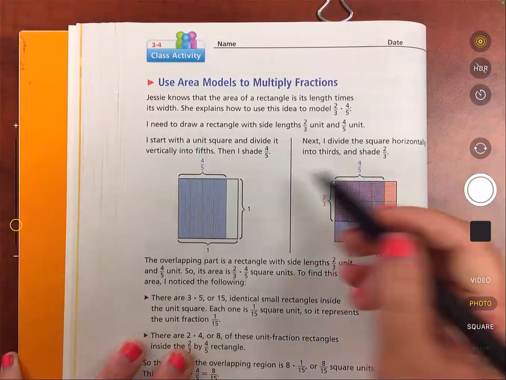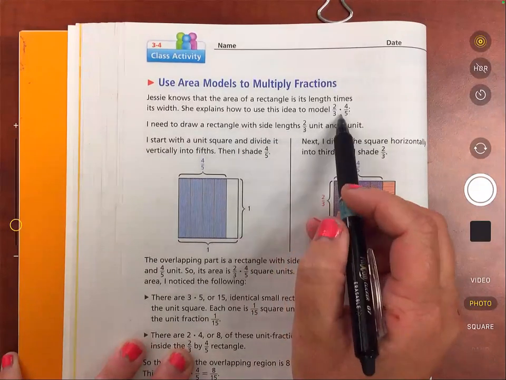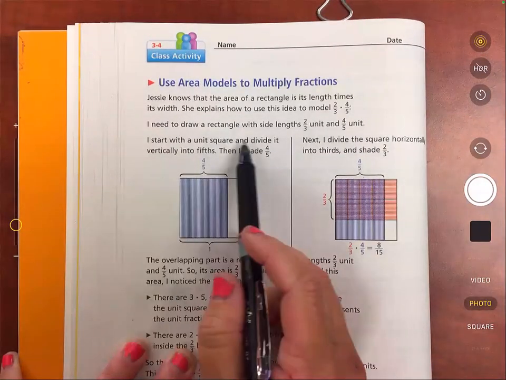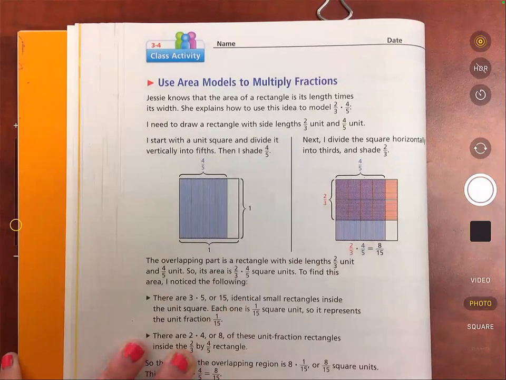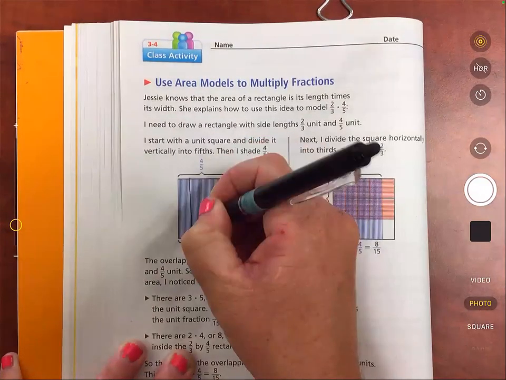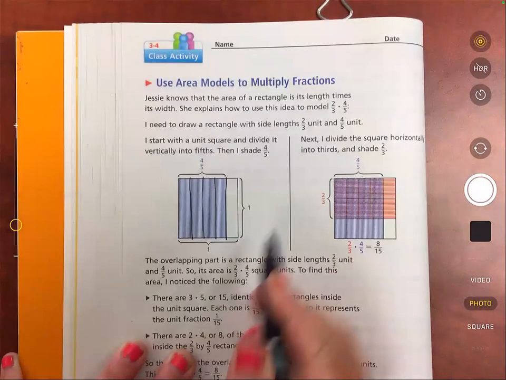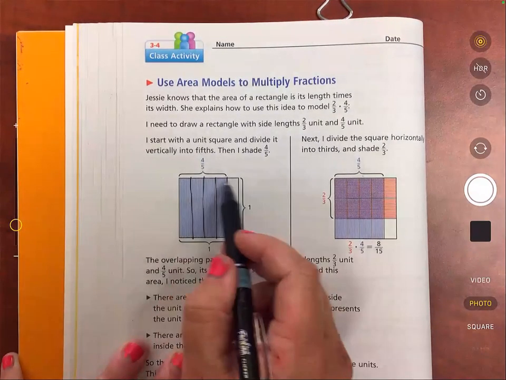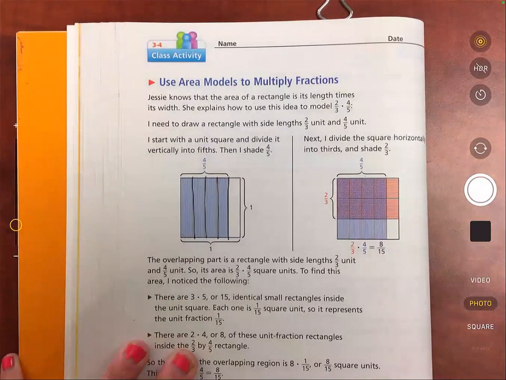So she explains how to use this idea to model 2/3 times 4/5. She said, I need to draw a rectangle with side lengths 2/3 and 4/5. So she started with the 4/5. But going vertical like this, they divided it into 5 sections and shaded in 4 of them. That's their 4/5. You guys see that?